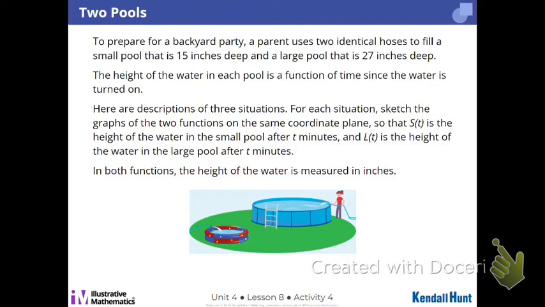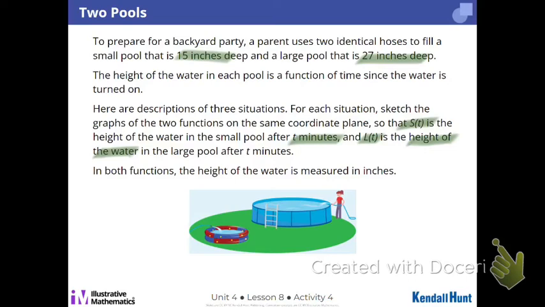But what we need to be mindful of in our circumstance here is that the small pool is 15 inches deep and the large pool is 27 inches deep, okay? We need to know that. And we need to know that S of t is the height of the water in the small pool after t minutes, and L of t is the height of the water in the large pool.